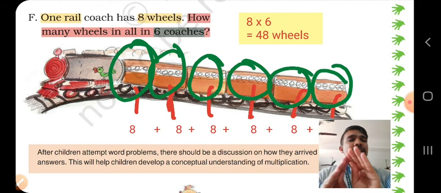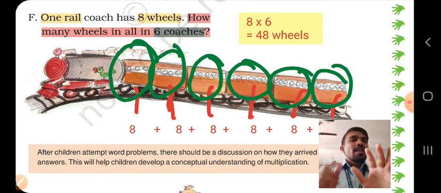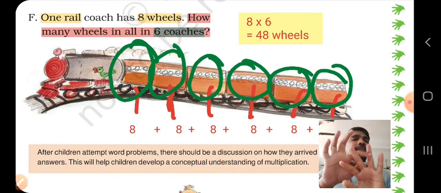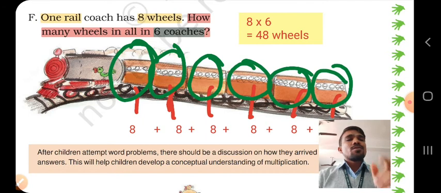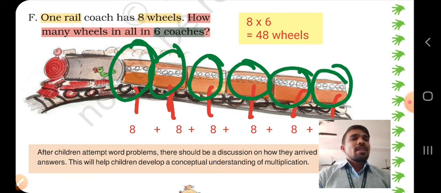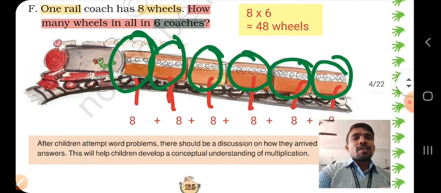You can add them, and if you do not want to add them, you can just multiply. How many times? 8 wheels are common. How many times is it repeated? 6 times. So 6 multiplied by 8. You can also do 8 multiplied by 6. That is 8 6s are 48 wheels. So there are 48 wheels. Fine. Hope you have got everything till here.